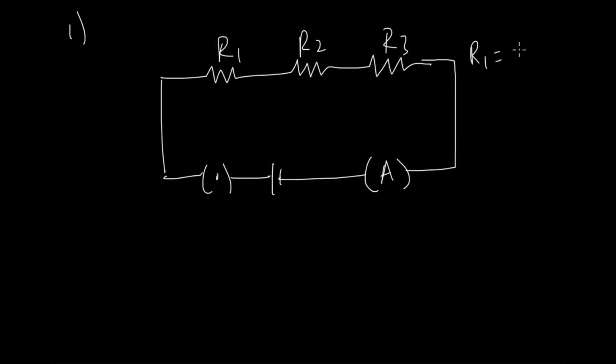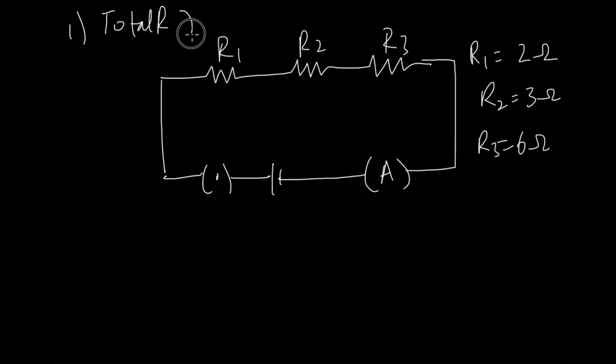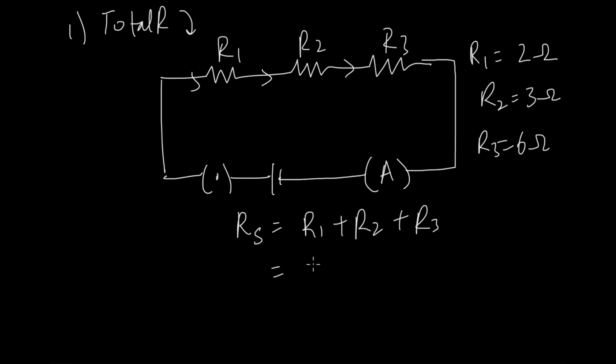Here R1 is 2 ohm, R2 is 3 ohm, and R3 is 6 ohm. And we have to calculate the total resistance of this system. Now I think we all will be able to identify if the system of resistors is in series or in parallel. So here I can clearly see that it is in series. So I'm just going to apply my formula here, which was Rs is equal to R1 plus R2 plus R3, which will give me 2 plus 3 plus 6, that is 12 ohm. If I forgot to tell you earlier, ohm is the SI unit of resistance.